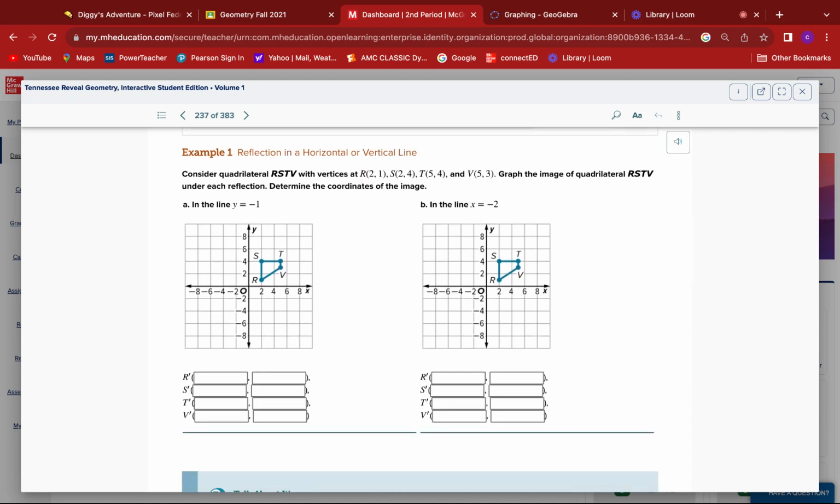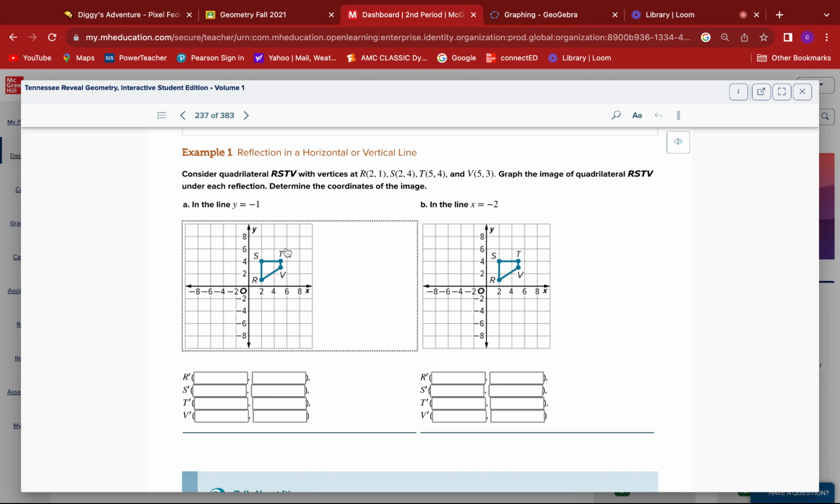Example number 1, reflection in a horizontal or vertical line. Consider quadrilateral RSTV with vertices R(2, 1), S(2, 4), T(5, 4), and V(5, 3). Graph the image of quadrilateral RSTV under each reflection. All right, that's your original figure. I'm sorry, the image is the one you're doing it to. This is your pre-image. I apologize, I did say that backwards. Determine the coordinates of the image. Okay, so this is my pre-image, and I'm going to flip it across y equals -1 to get my image. All right, determine the coordinates of the image.